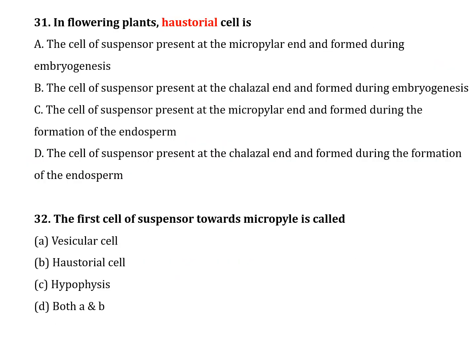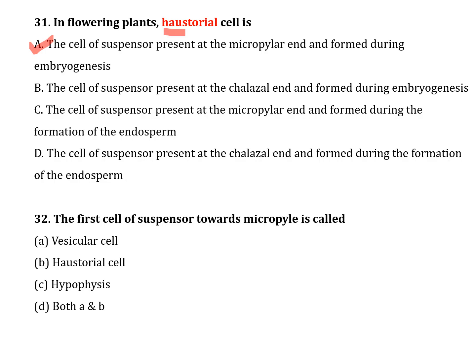The next question, number 31. In flowering plant, haustorial cell is: option A, the cell of suspensor present at the micropylar end and formed during embryogenesis. Option B, the cell of suspensor present at the chalazal end and formed during embryogenesis. Option C, the cell of suspensor present at the micropylar end and formed during the formation of the endosperm. Option D, the cell of suspensor present at the chalazal end and formed during the formation of endosperm. Correct answer is option A, the cell of suspensor present at the micropylar end and formed during embryogenesis.